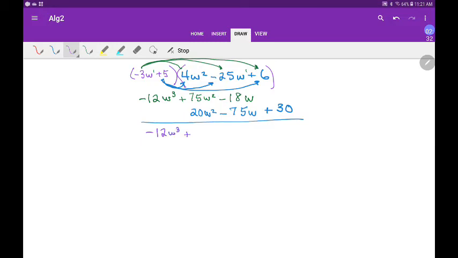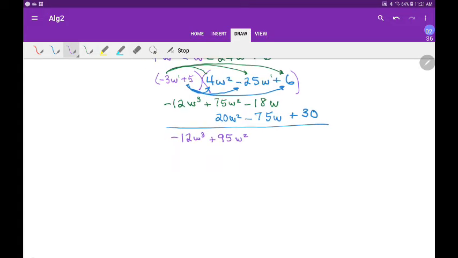These are both positive, so I get 95W squared. Notice that I don't change the variable when I add. I keep it the same. The only time I change the variable, the W, is when I multiply. That's when I add exponents. When I add the numbers 75 and 20, I just leave the W squared alone.